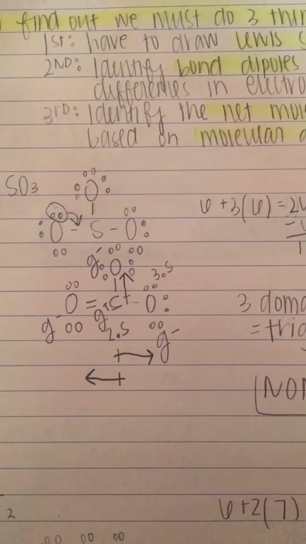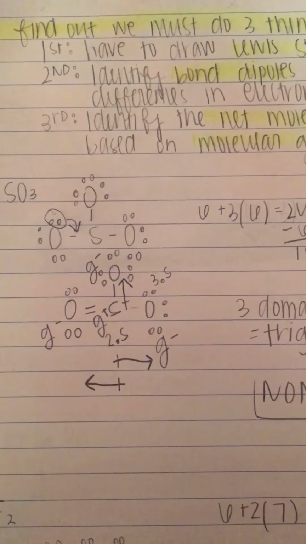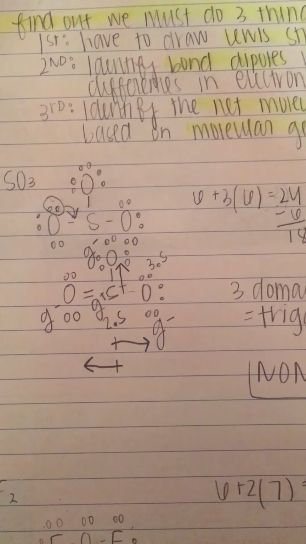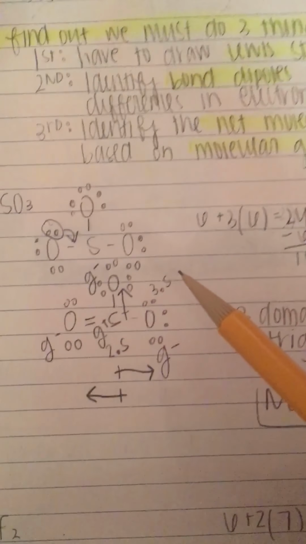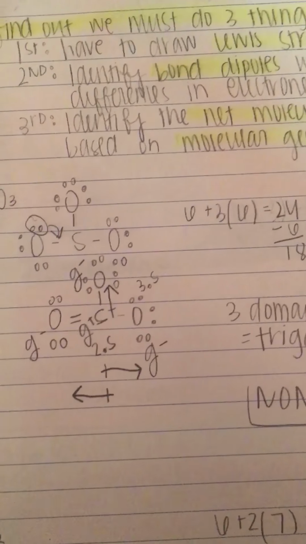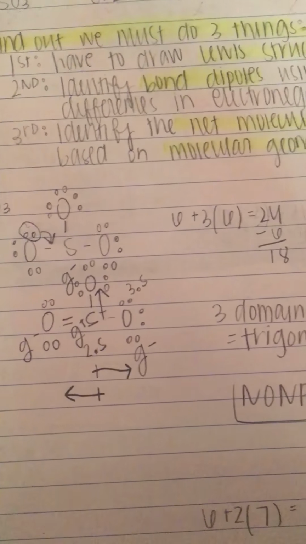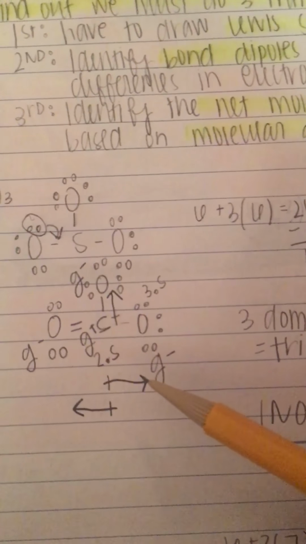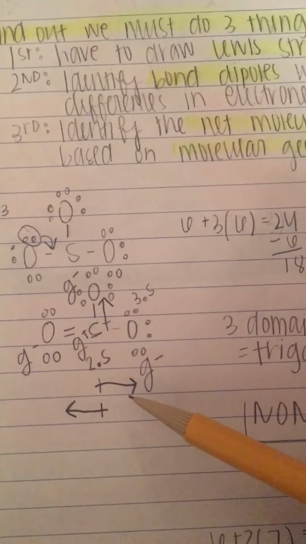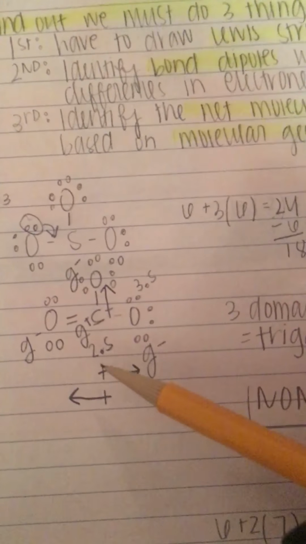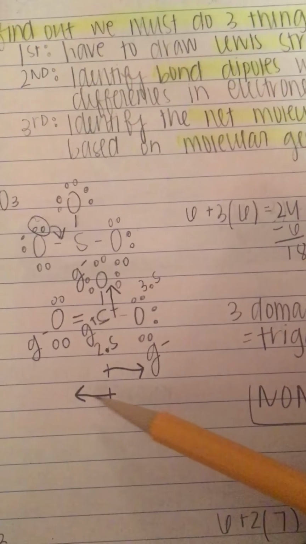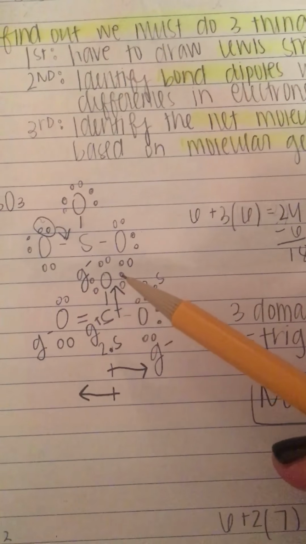Okay, so now we have to identify bond dipoles using electronegativities. If you look at the chart, O has an electronegativity of 3.5 and S has 2.5. Because O is more electronegative, the negative head will go towards O and the positive tail will go towards S. So we have a bond dipole right here, right here, and right here.